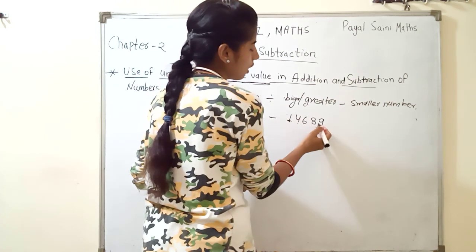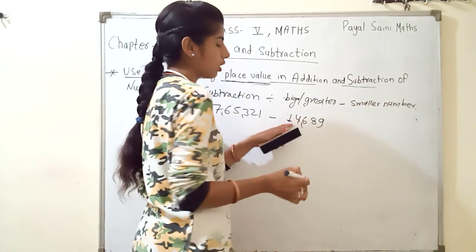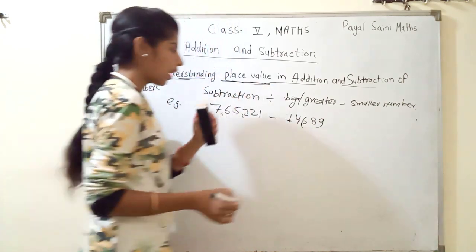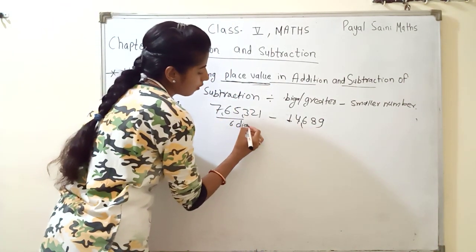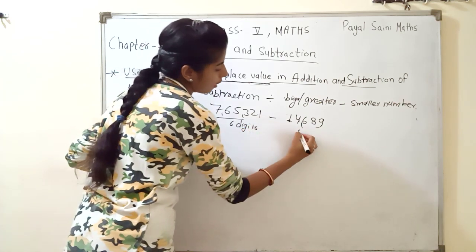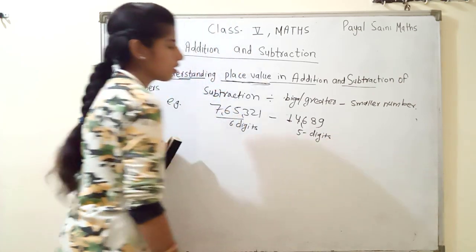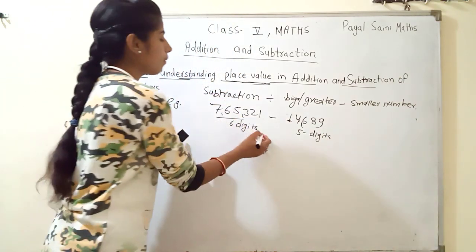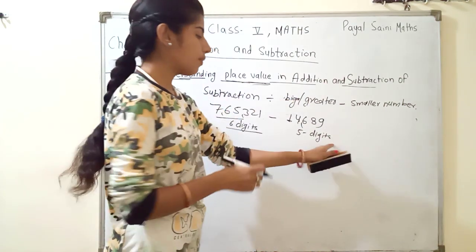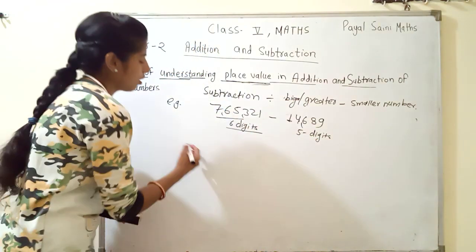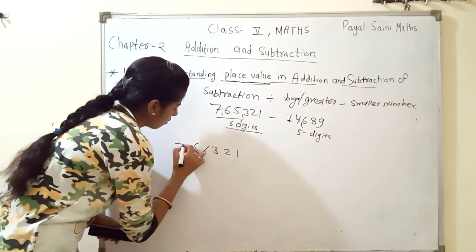Then 7,65,321. And now here is ones, 10, 100, 1000, 10,000. Then 14,689. Now we can see here is a 6 digit number and it's a 5 digit number. Then we can say which is bigger here. Your 6 digit number is bigger than our 5 digit number. Then now we do our subtraction: 1, 2, 3, 6, 5, 7.